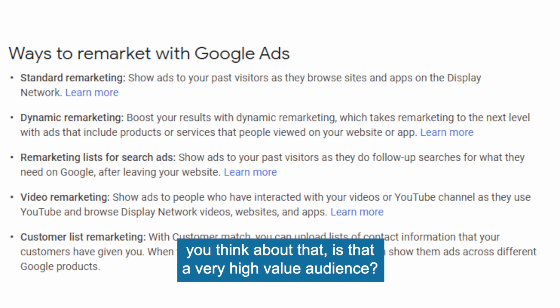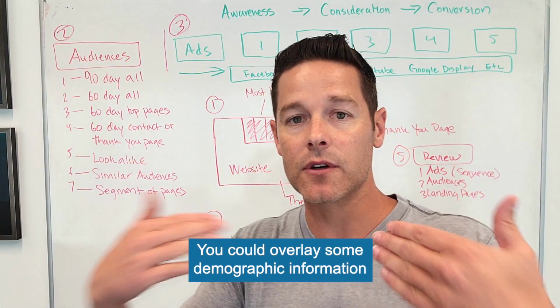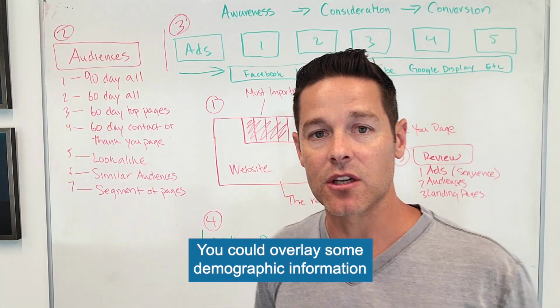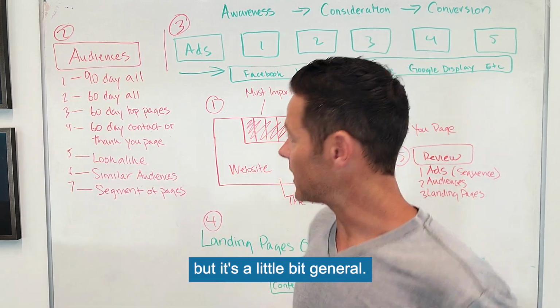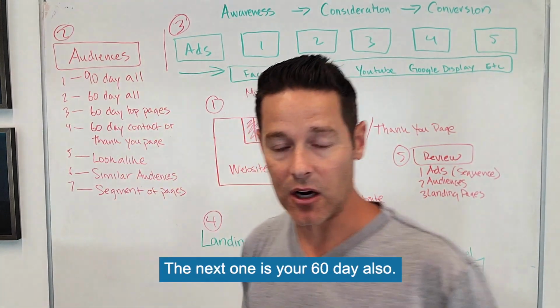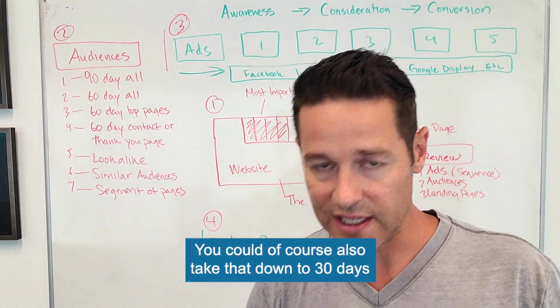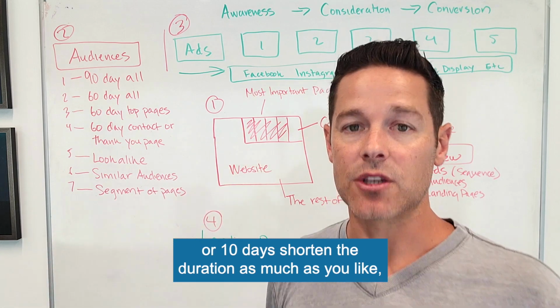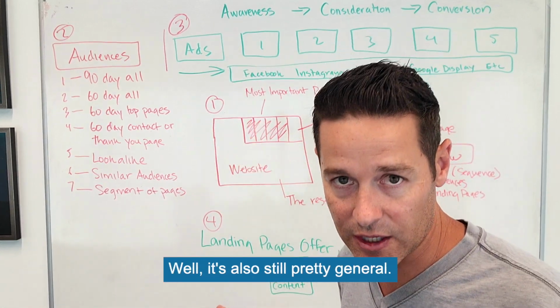You think about that: is that a very high value audience? Well, it's a little bit general, right? You could overlay some demographic information on top of that and maybe make it more valuable, but it's a little bit general. The next one is your 60-day all. So this is somebody who's been within 60 days. You could, of course, also take that down to 30 days or 10 days, shortening the duration as much as you like. But is that incredibly valuable? Well, it's also still pretty general.